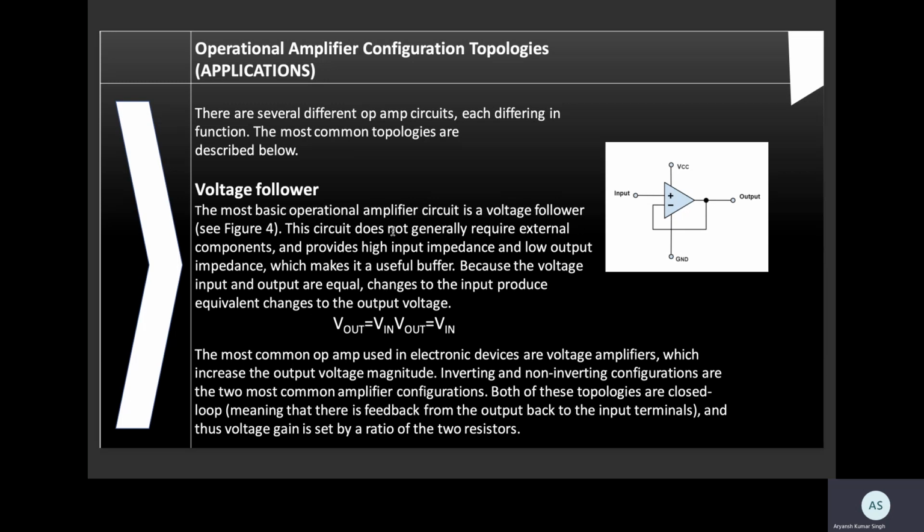Voltage follower. The most basic op-amp circuit is a voltage follower. This circuit does not generally require external components and provides high input impedance and low output impedance, which makes it a useful buffer. Because the voltage input and output are equal, changes to the input are equivalent to changes to the output voltage. Vout is equal to Vin.